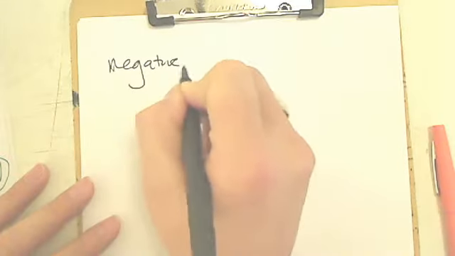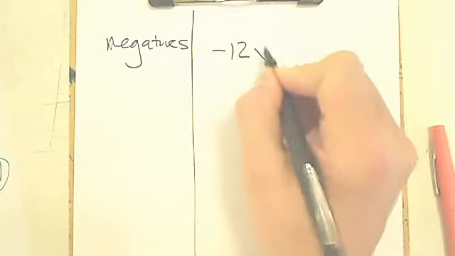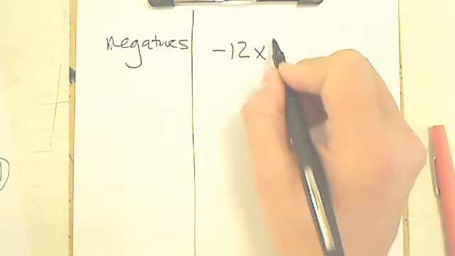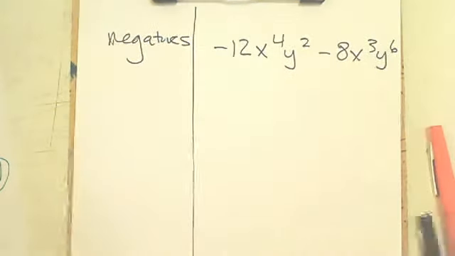Okay, let's make this a little bit more challenging. Negatives. Negative 12x^4y^2 minus 8x^3y^6. We have the negatives present in both terms. Extract, make sure your GCF is negative. So you make the parentheses on the inside positive.